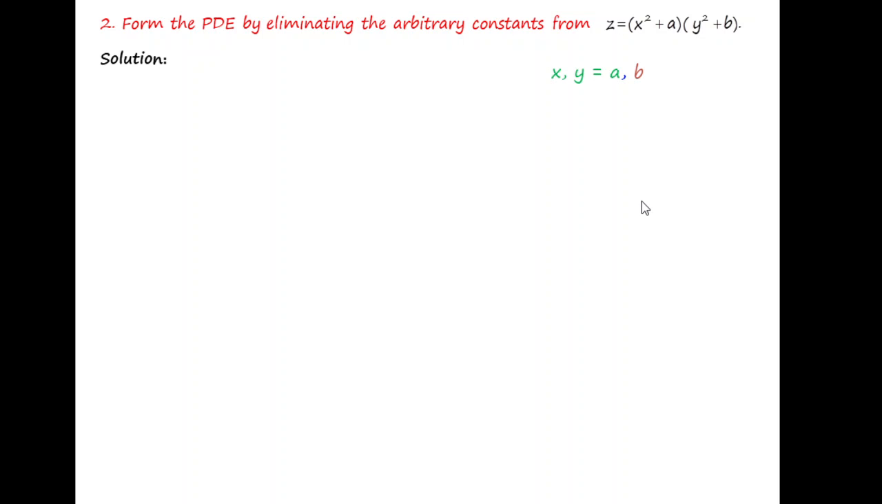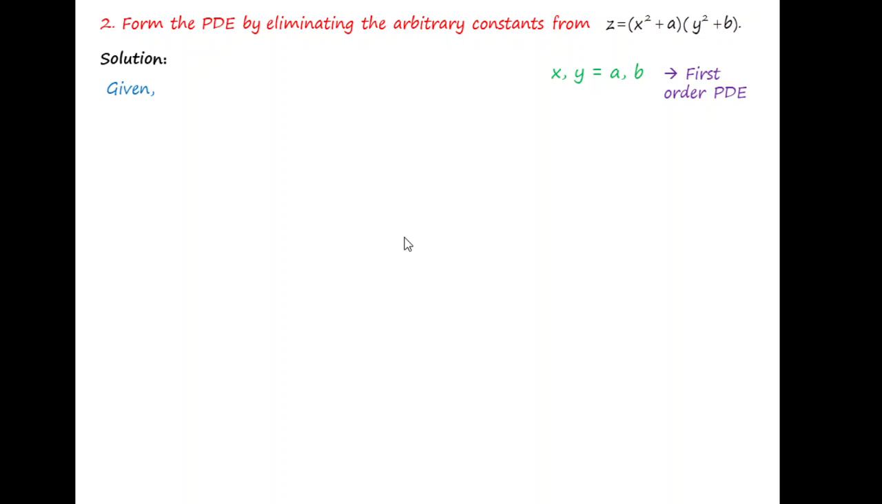Now we will see the next problem. We have to form a PDE by elimination of arbitrary constants from z equals x squared plus a into y squared plus b. Now we will see the solution. Here also the number of independent variables is 2, which are x and y, and the arbitrary constants are a and b, which is 2. So both are equal and the resulting PDE is first order. From that we can say that we just need to find the derivatives p and q alone.